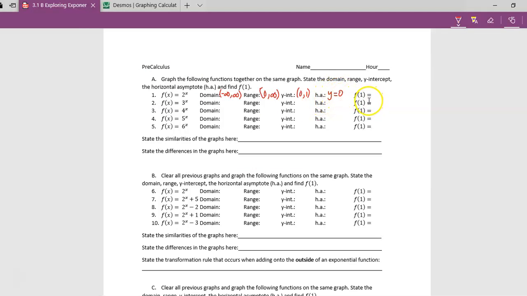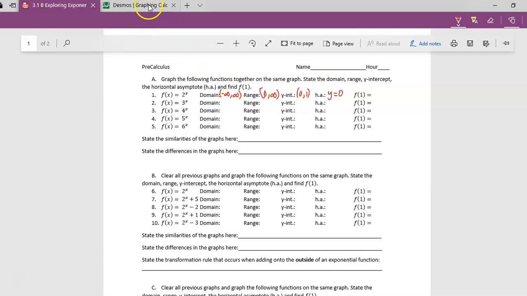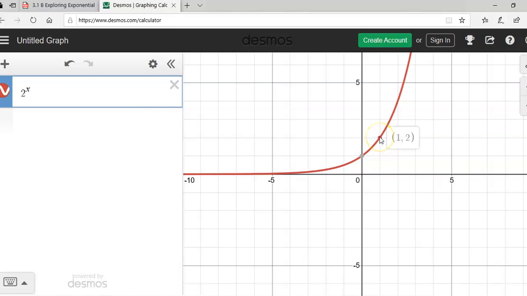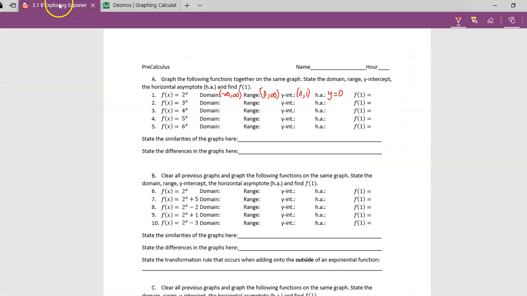And then f of 1, that means when x equals 1, what does y equal? So x is 1 here, which lines up with this point here. So when x is 1, y is 2. So f of 1 is equal to 2. Now the purpose of this worksheet is for us to look at the differences and the similarities in these different graphs. So let's graph some of these others.